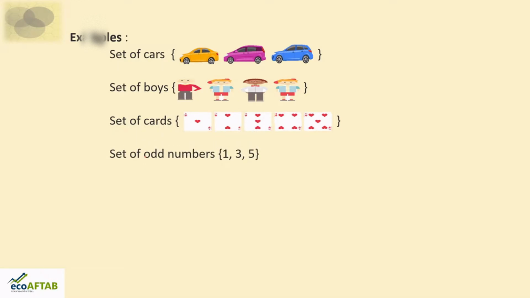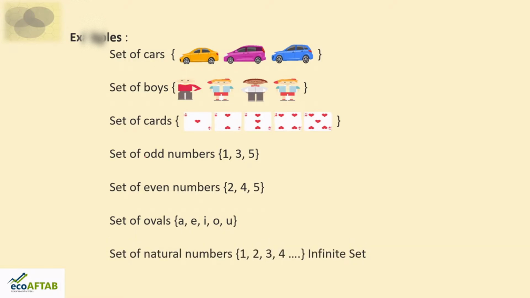One more example is the set of odd numbers: 1, 3, 5, and then the bracket closes. So this is a finite set where we are speaking about three elements in the set, and these three elements have a particular property, and they are called odd numbers. Similarly, the set of even numbers, the set of vowels. In the English language, we have specific vowels: A, E, I, O, U. So a finite number of vowels.